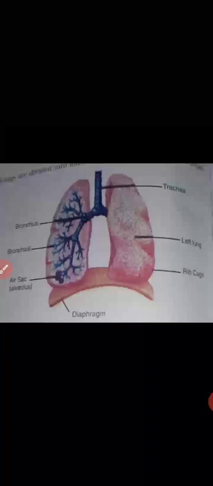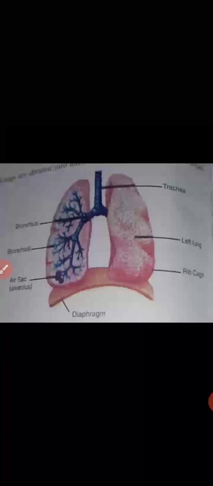Inhaling: due to the contraction of intercostal muscles, the rib cage moves upward and the diaphragm moves downward, resulting in the reduction of the air pressure in the lungs. This causes atmospheric air to move into the lungs. This is the process of inhaling.